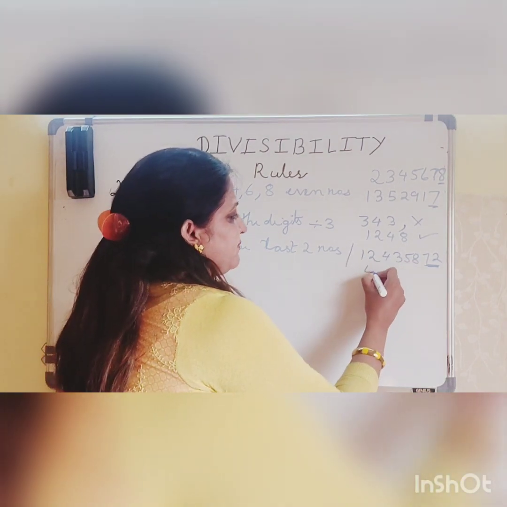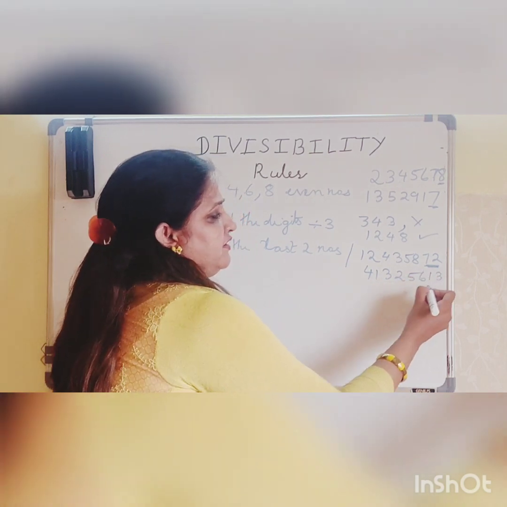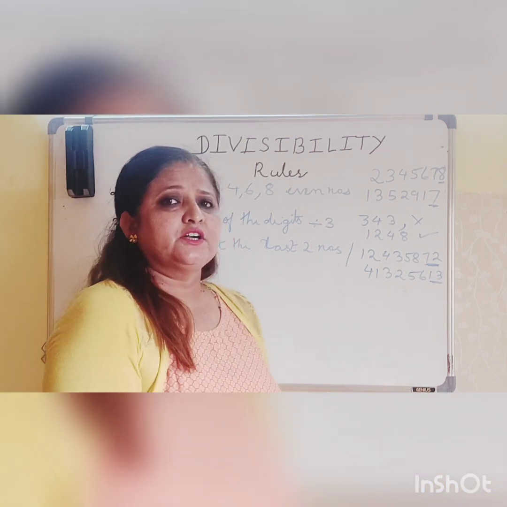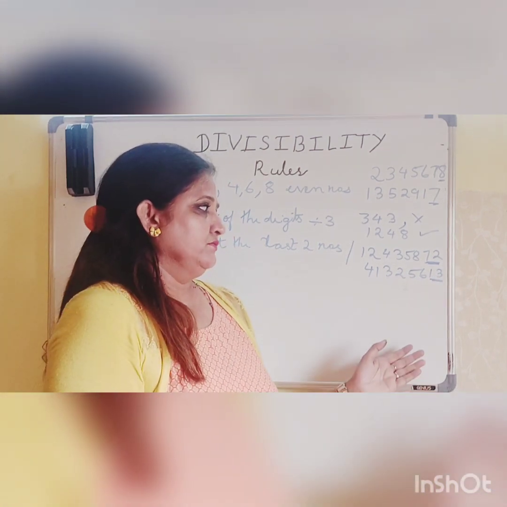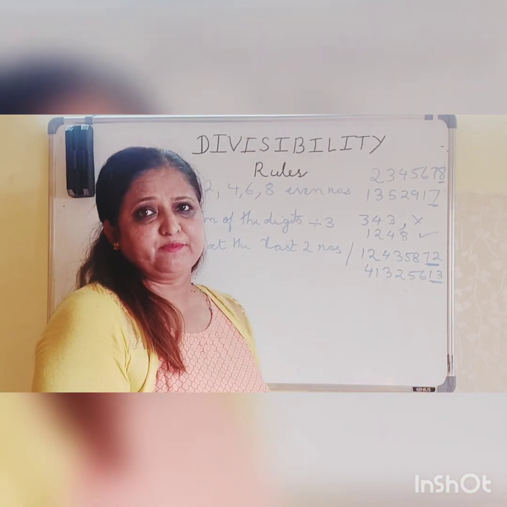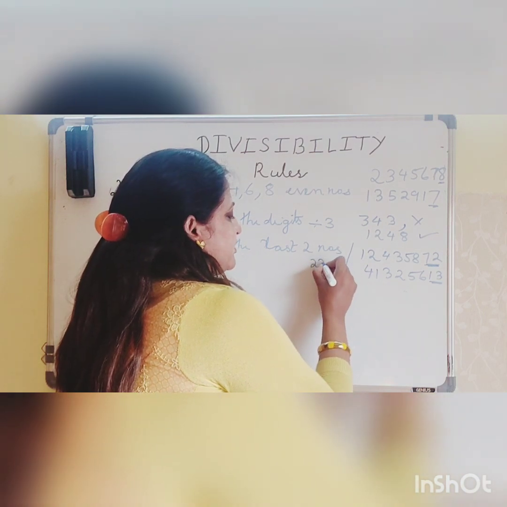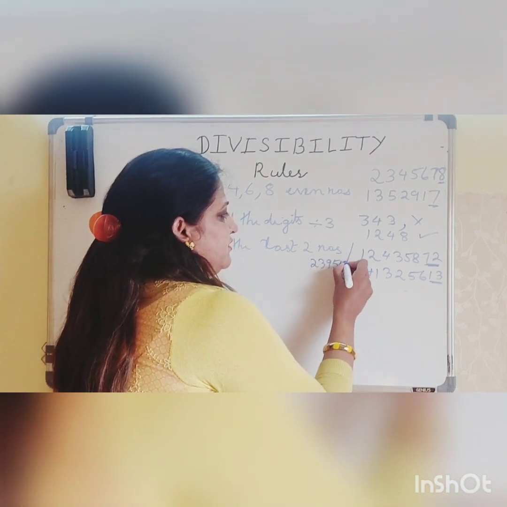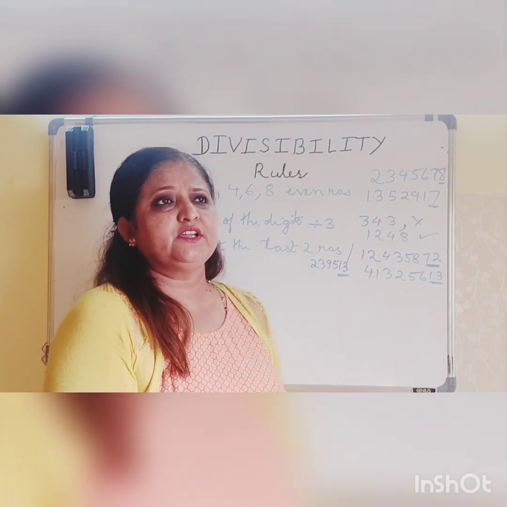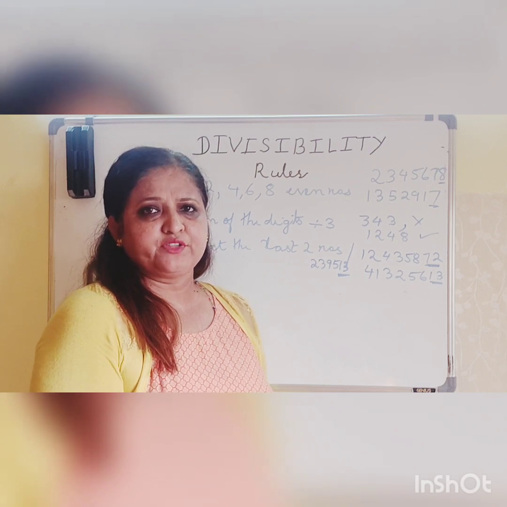Let me pick up one more example. 4, 1, 3, 2, 5, 6, 1, 3. Again, the last 2 digits in the number are 13. 13, is it divisible by 4? No, it does not come in the table of 4. So the whole number will also not be divisible by 4. Let me pick up one more example. 2, 3, 9, 5, 1, 3. The last 2 digits over here are 1, 3, 13. 13 is not divisible by 4. The whole number will also not be divisible by 4 then.